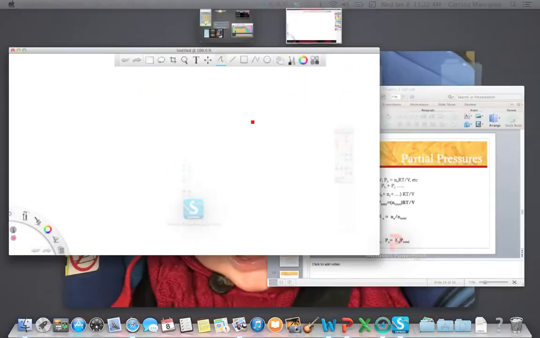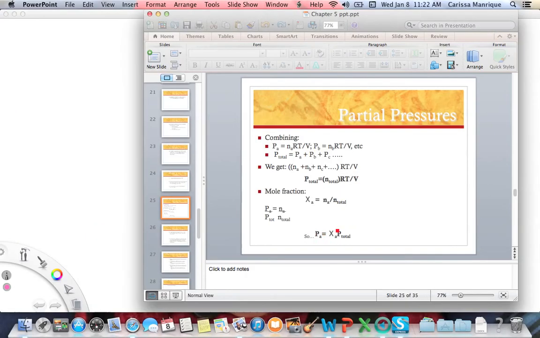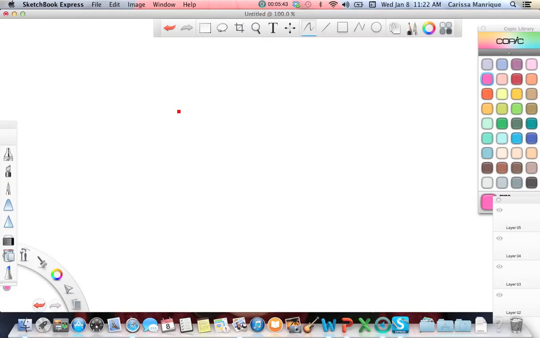And the other one would be the partial pressure. So this basically says, here, the other formula that's helpful with partial pressures is PA equals your mole fraction times the total pressure. Okay, and this makes sense if you think about it.